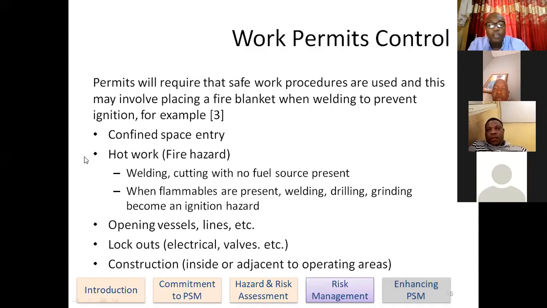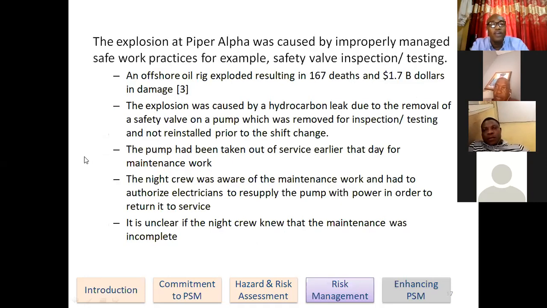Construction: if you are working adjacent to or operating in a construction site, you need a permit also. So it is very, very important to have it at the back of our mind that work permits are very, very important.